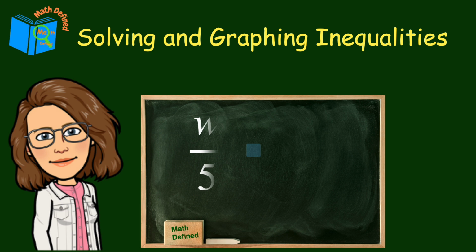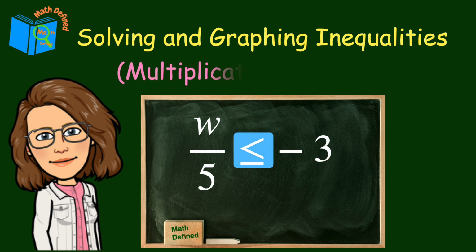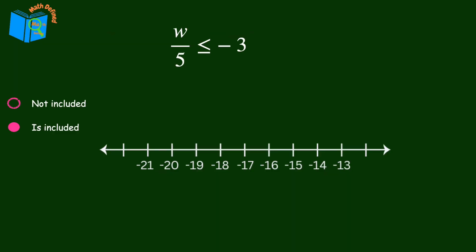Are you ready to master one-step inequalities? We're solving them today using multiplication and division, graphing the solutions, and even diving into a real-life challenge. Let's get started. First up, we have w divided by 5 is less than or equal to -3.